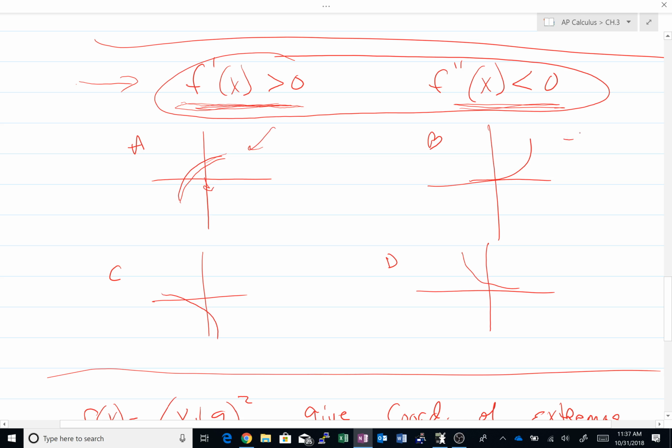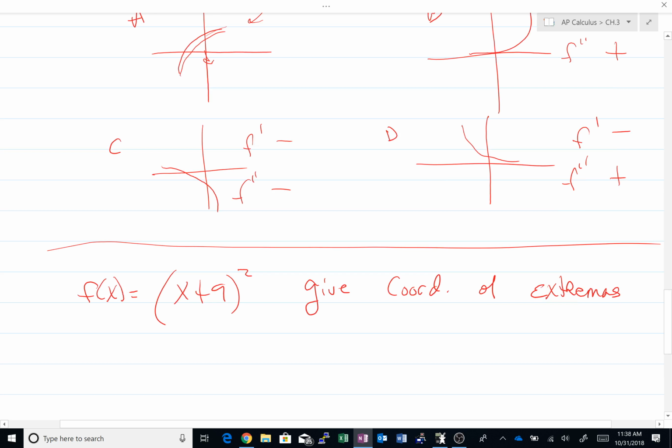Describe this one. F prime and F double prime. F prime would be what? Positive. What would this one be? Negative, negative, and this one would be? Perfect. Negative, concave up. Excellent, guys. Good. Okay, just go with your gut instinct. Know the fundamental definitions that you've been learning here.